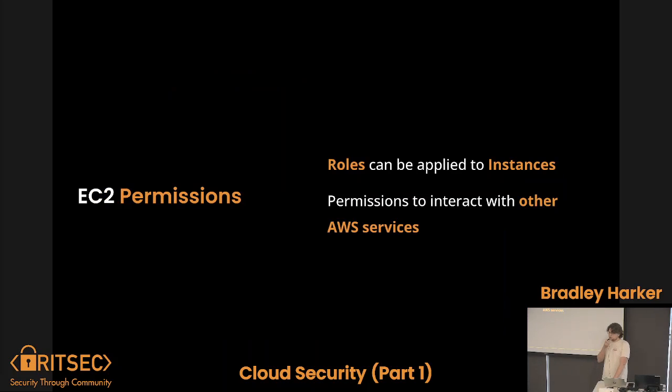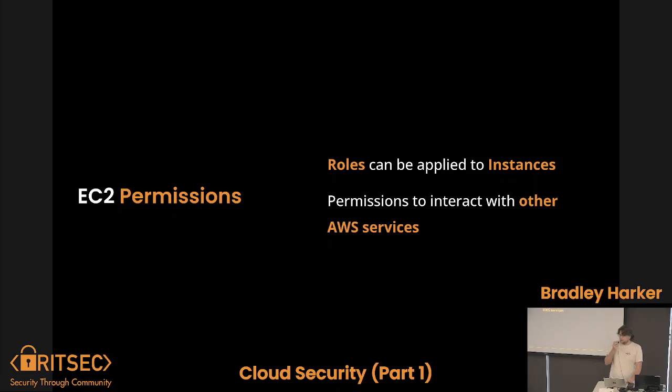So EC2 instances can have permissions. Roles can also be assigned to instances. Let's say your web server needs access to your database. You can give it a role so that it can now access your DynamoDB instance or something like that. We'll talk about DynamoDB again later.